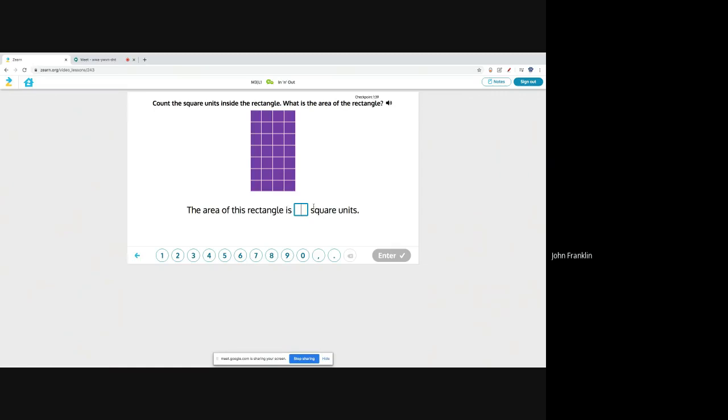Count the square units inside the rectangle. What is the area of the rectangle? So 1, 2, 3, 4, 5, 6, 7, 8, 9, 10, 11, 12, 13, 14, 15, 16, 17, 18, 19, 20, 21, 22, 23, 24, 25, 26, 27, 28. Okay, so let's go with 28. Nice.